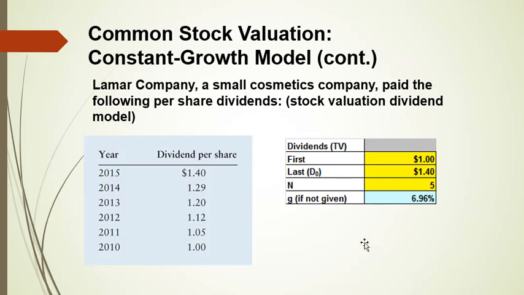So in the worksheet that's designated Stock Valuation Dividend Model, we can enter in the dividend section, TV for time value, the beginning and ending dividends, and then N. Now N, if we're looking at time periods, since we know time, it's just the most recent, 2015 minus 2010, which gives us 5 growth periods. And in this case, for this company, the growth rate was roughly 6.96%. So we can use that in our model for determining the value of a stock.